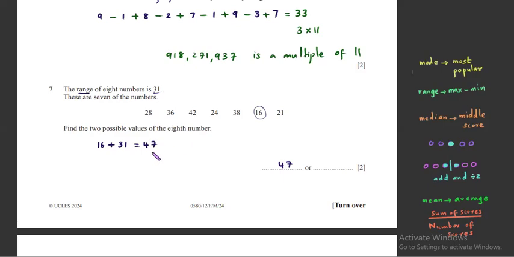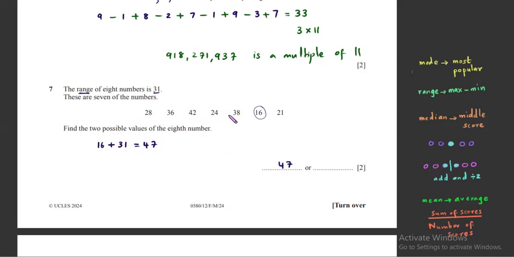Now here we assume that the eighth number is going to be the largest number. The same way, we can also assume that the smallest number that we have here is going to be the eighth number. Then in that case, to find that smallest number, we are going to do it this way.